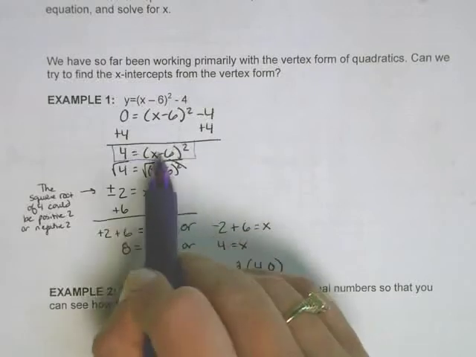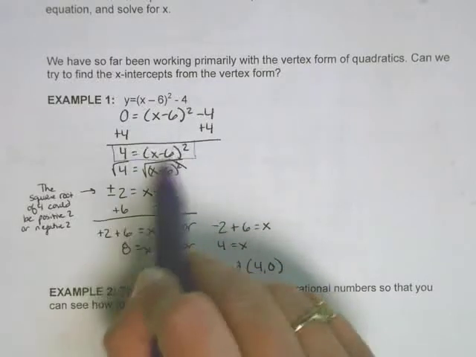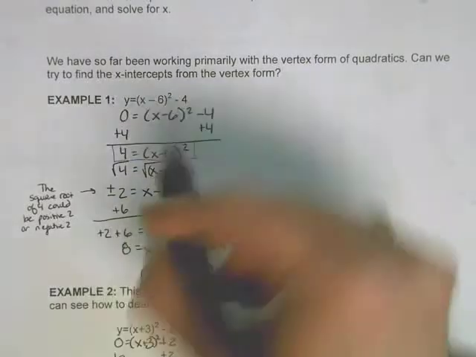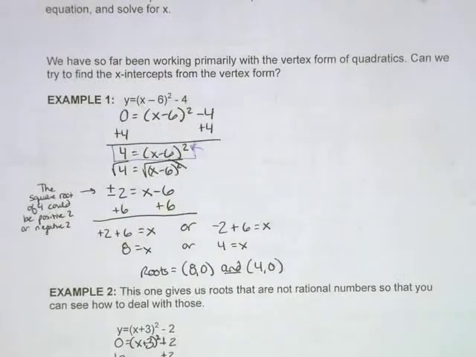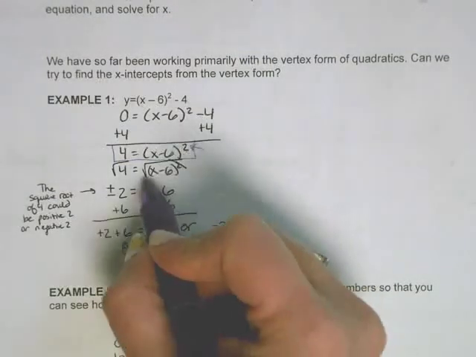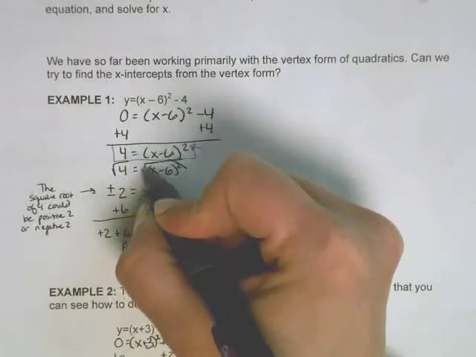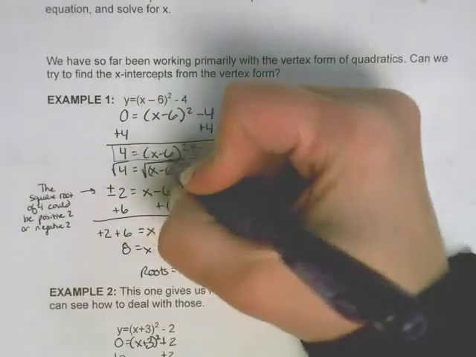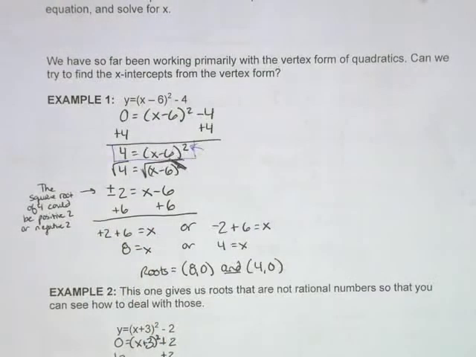I can't get rid of that minus 6 right now because it's within the parentheses and it's being squared. But I can get rid of the squared. How do I get rid of squared? What's the opposite of squaring? The square root. If I take the square root of this whole thing, the square root and the squared cancel out because they're opposites.